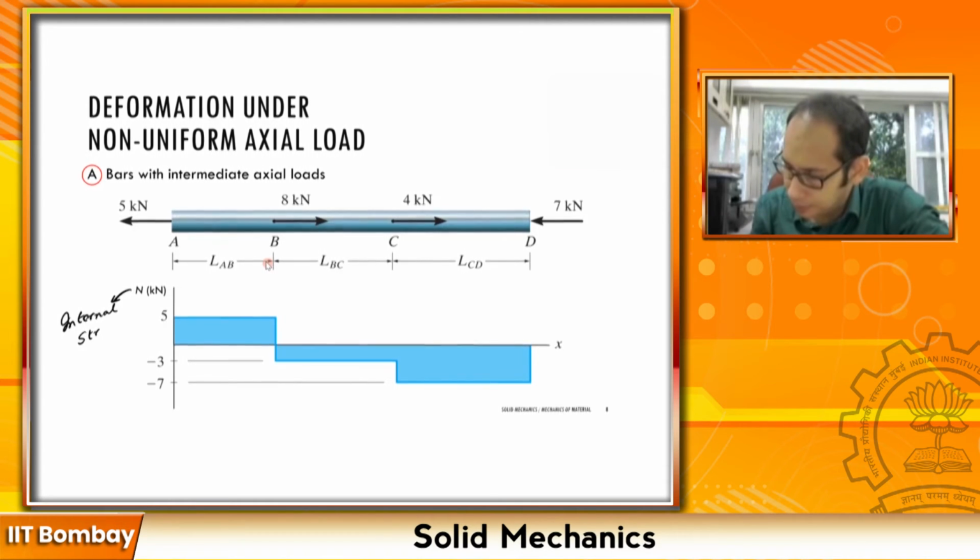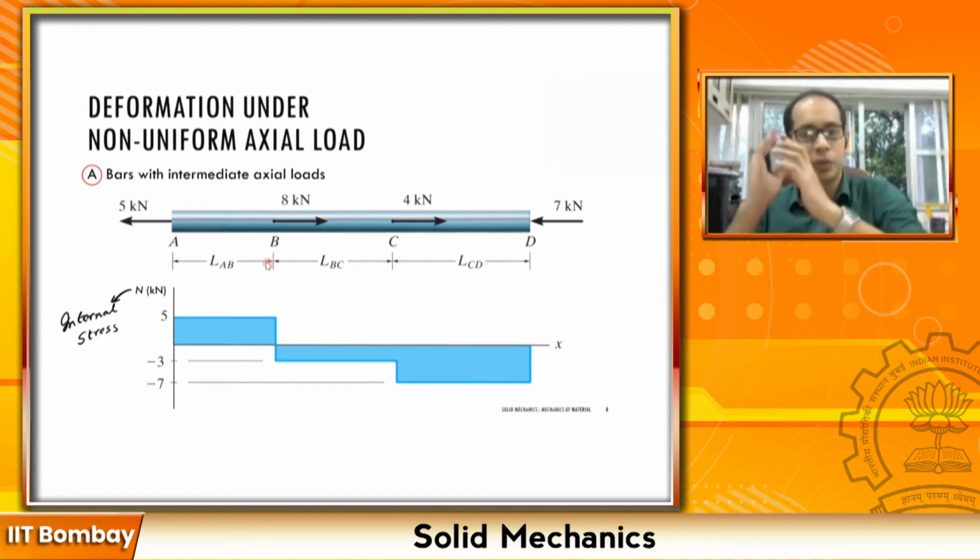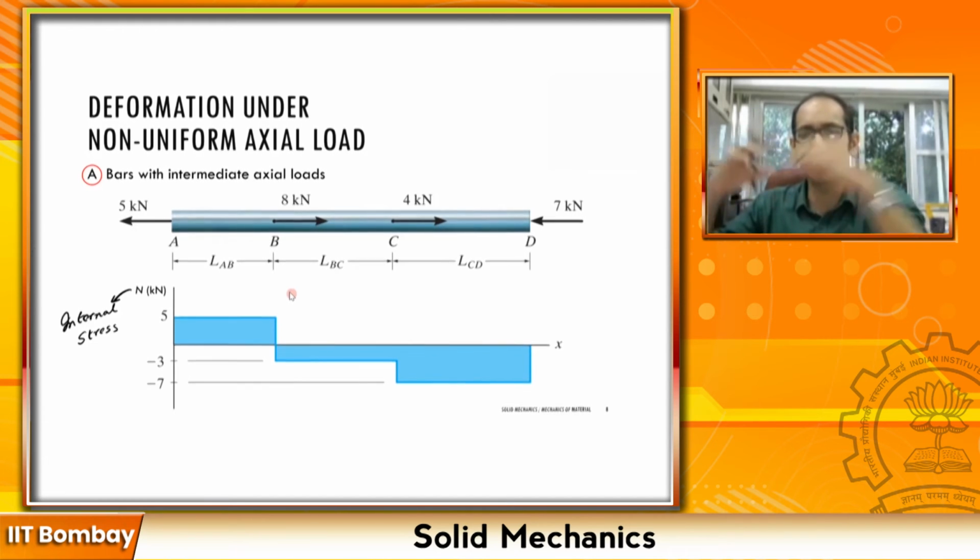So as we saw, from A to B I am going to have a positive 5 kilonewton, from B to C a negative 3 kilonewton, from C to D a negative 7 kilonewton, as we saw in the previous slide as we calculated the internal forces by taking these cross sections over here. Now, can you tell me what is going to be the deformation of the total bar?